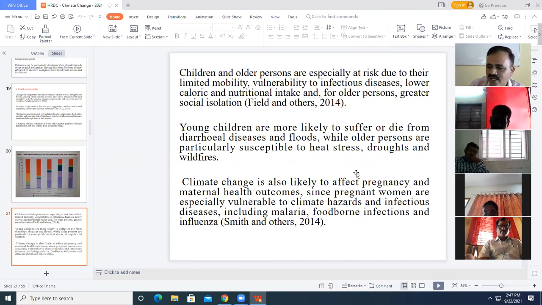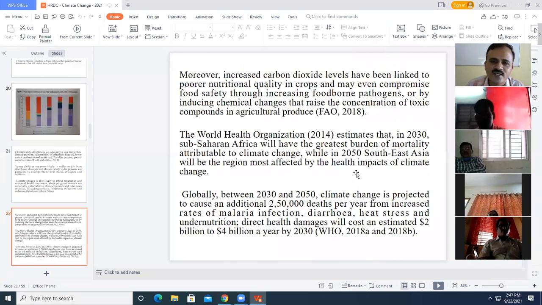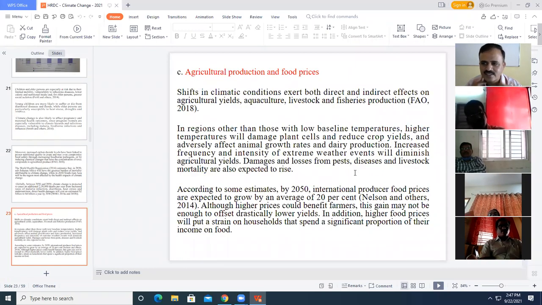Health and mortality are affected by climate change, and within health, the magnitude of the effect of climate change and climate hazards on the people is not similar. There is a disproportionate effect on children, older people, and so on. So this is related to the second channel. The third one is agricultural production and food prices. This is the third channel through which climate change affects the countries.